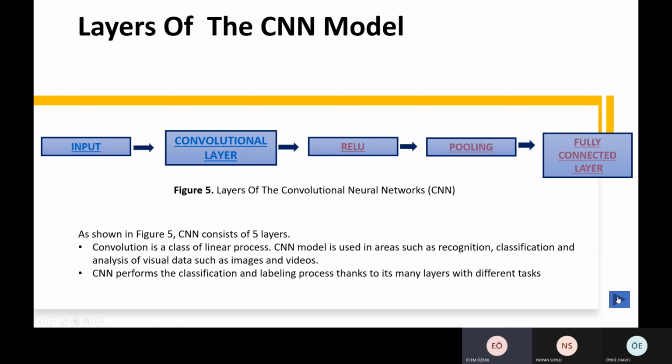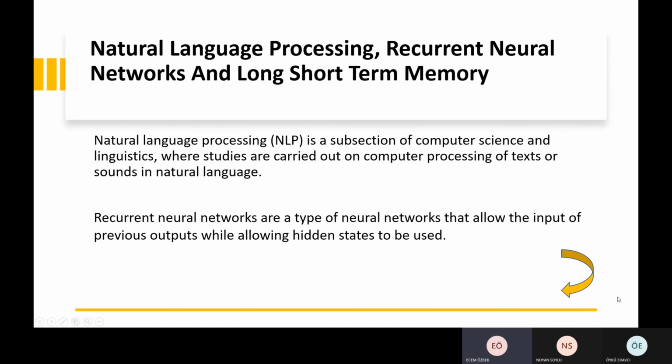Now I would like to explain natural language processing, recurrent neural networks, and long short-term memory. Natural language processing (NLP) is a subsection of computer science and linguistics, where studies are carried out on computer processing of text or sounds in natural language. Recurrent neural networks are a type of neural networks that allow the input of previous output while allowing hidden states to be used.